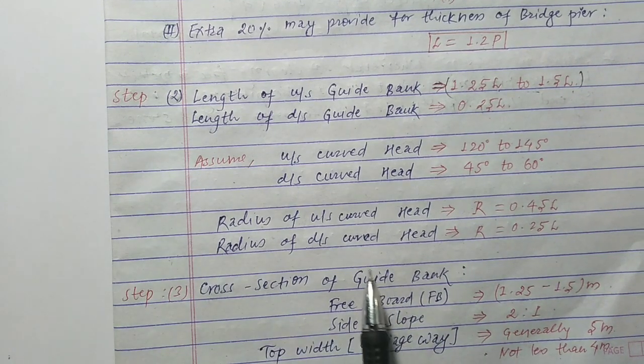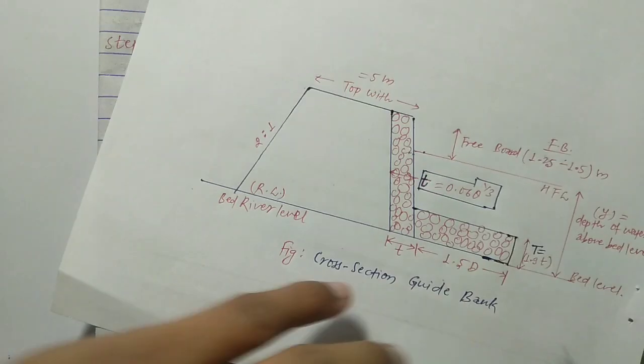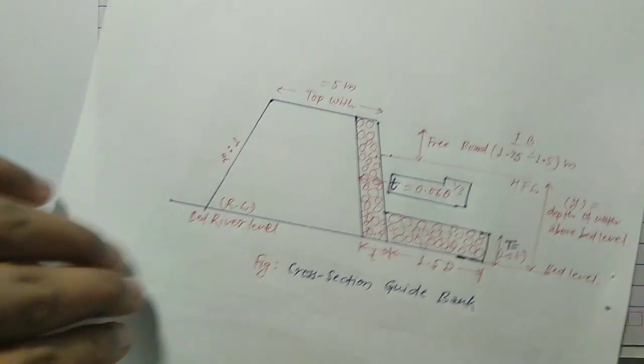For the cross section of guide bank, we will provide free board equal to 1.25 to 1.5 meter, and side slope we take 2:1. You can see here, this is the side slope, and this value is generally taken 2:1.